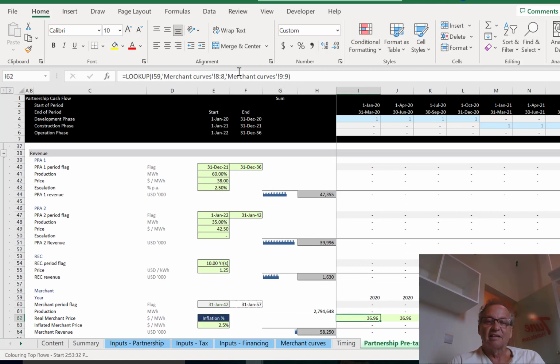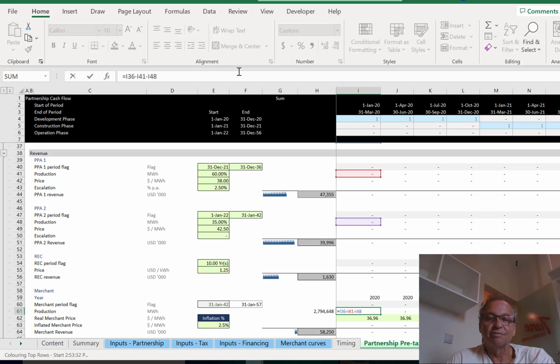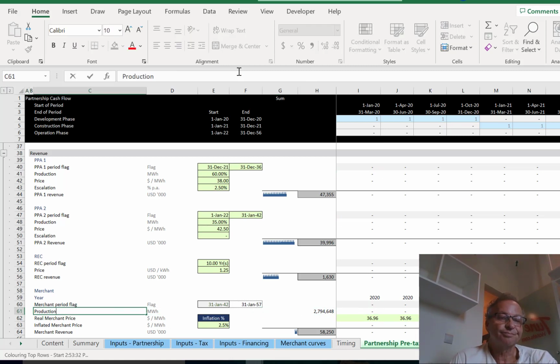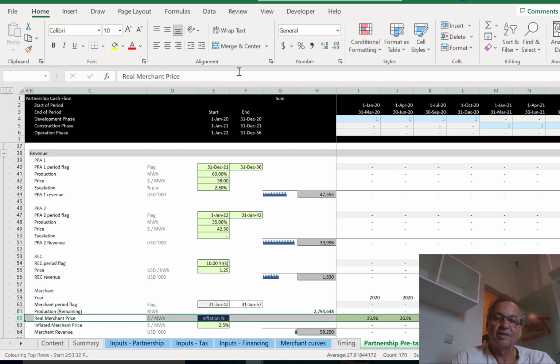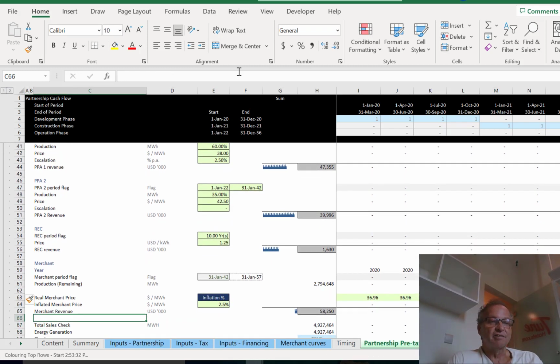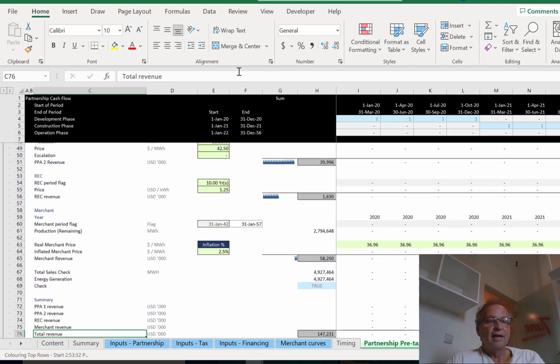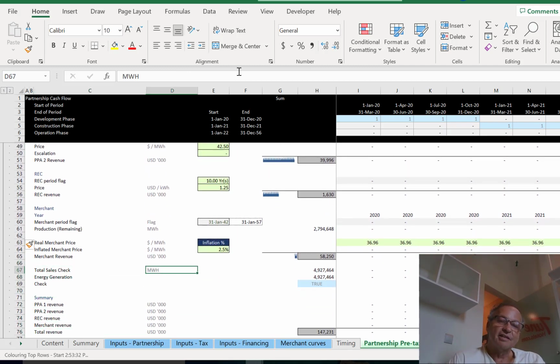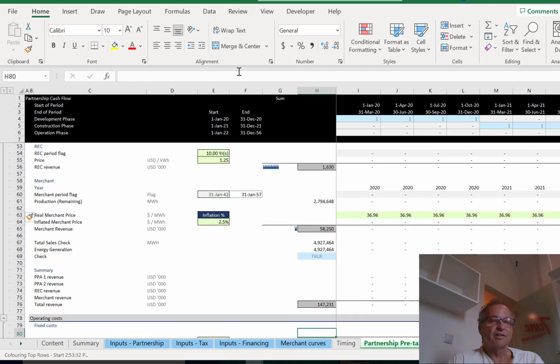What you really just need is to take the remaining production, which is just the difference in production, and we should be really careful with that remaining. Okay, and almost underline that. And then we put the merchant price. And if you're going to do a sensitivity on anything, you better do the merchant price. And here we put a little check using all of our sum functions to make sure it's all okay.